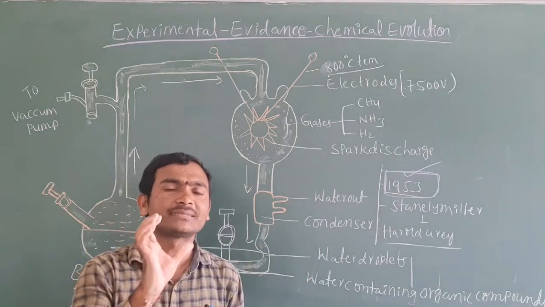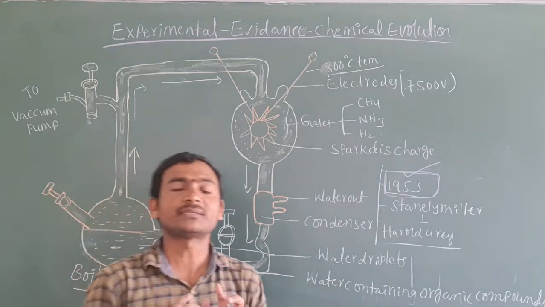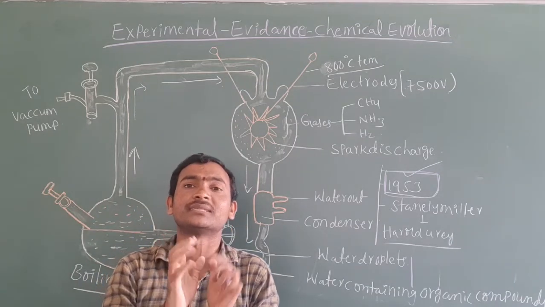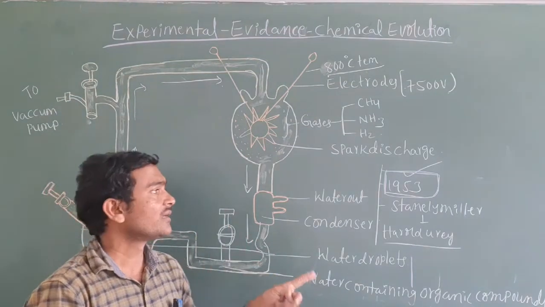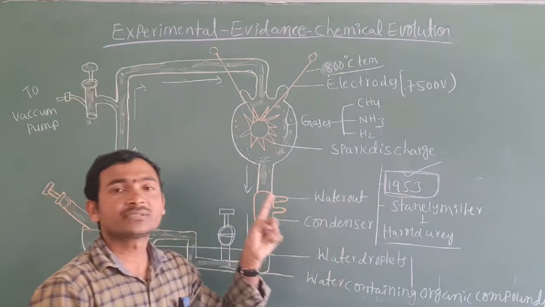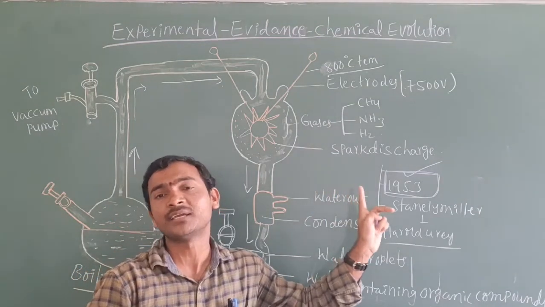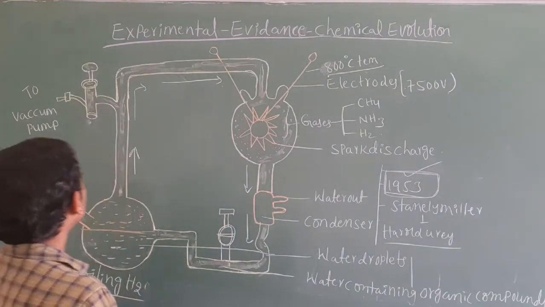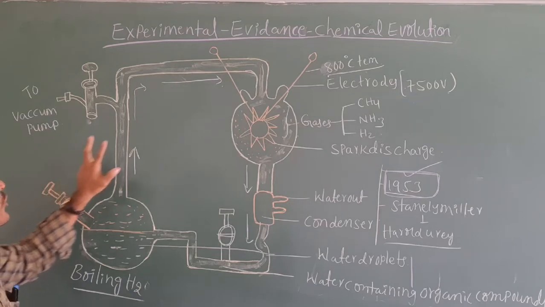What is the meaning of simulation? Why do we use the word simulation here? Simulation here means just a prediction, just imagination, a prediction made through this experiment. That's why it is called the Urey-Miller simulation experiment of 1953. The year is very important. Remember the year of the Urey-Miller experiment.